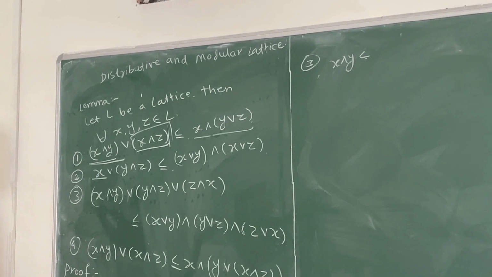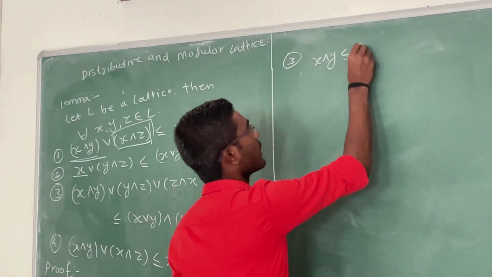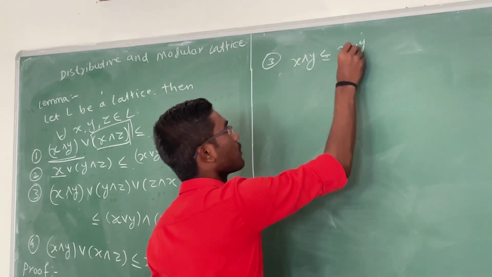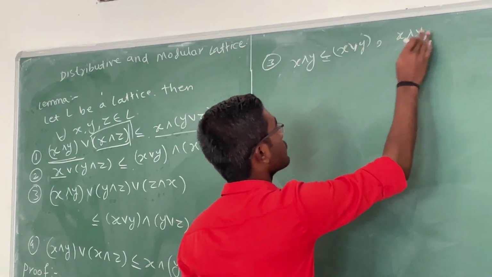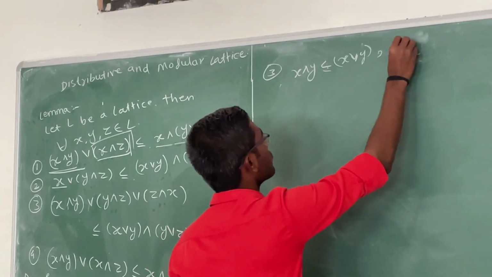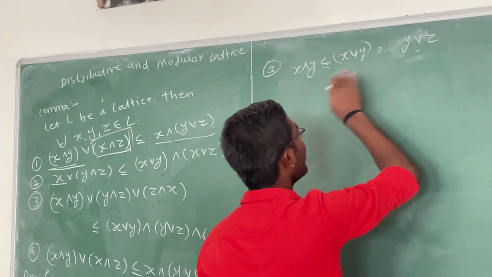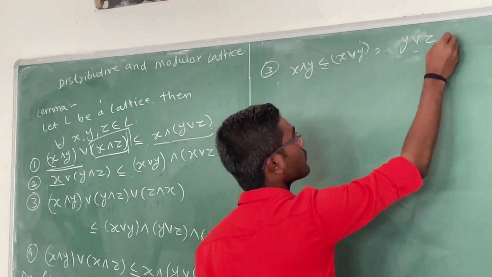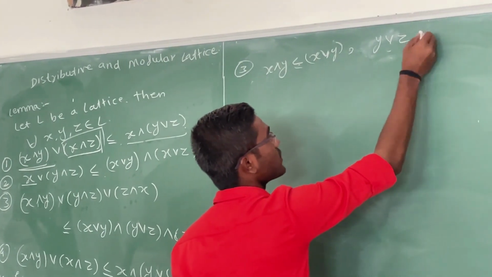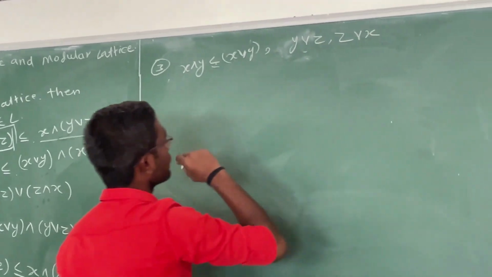So in all these three terms, either x is there or y is there. Is that clear? So write directly less than or equal to x join y, x join y, y join z, z join x. So this one is less than or equal to each of them.